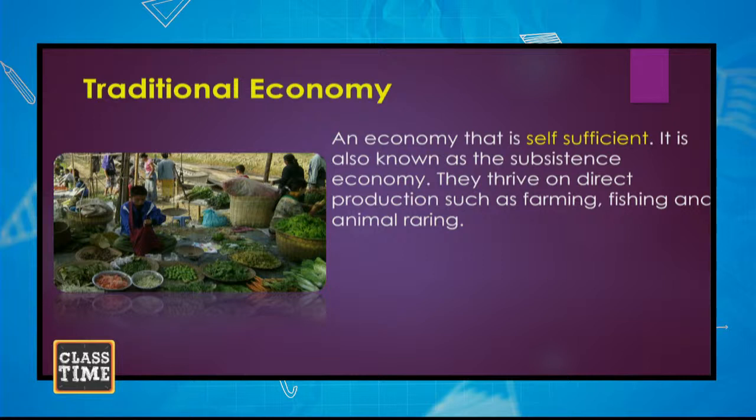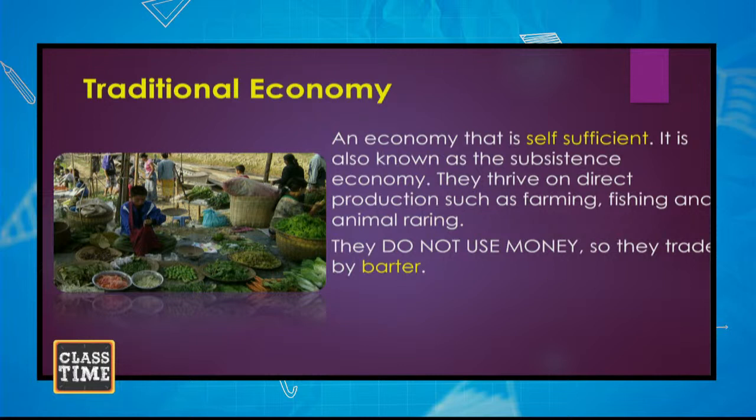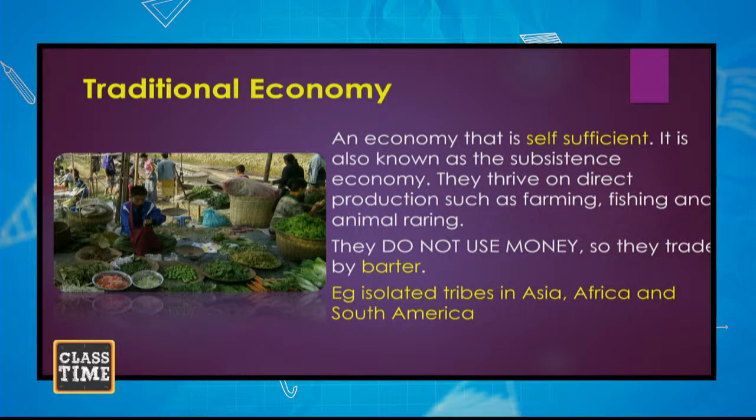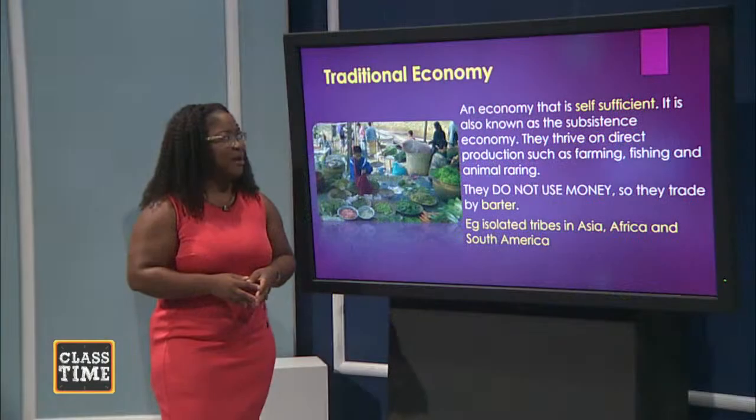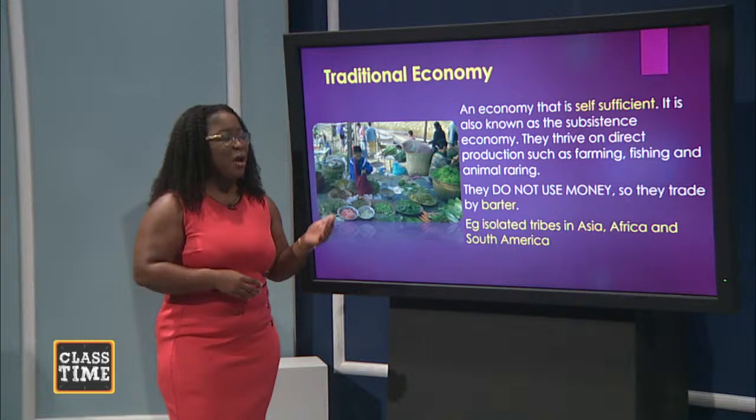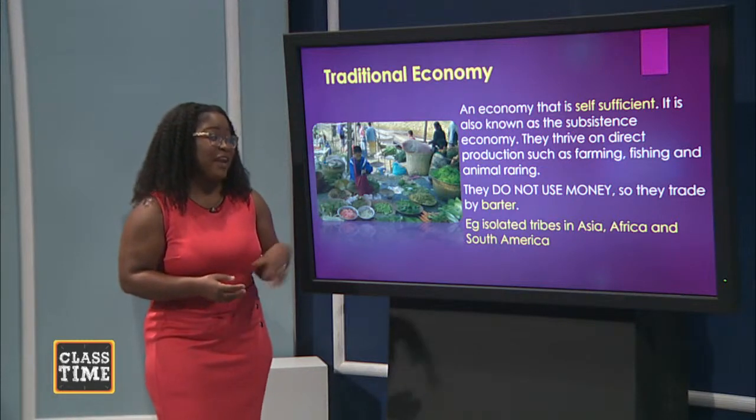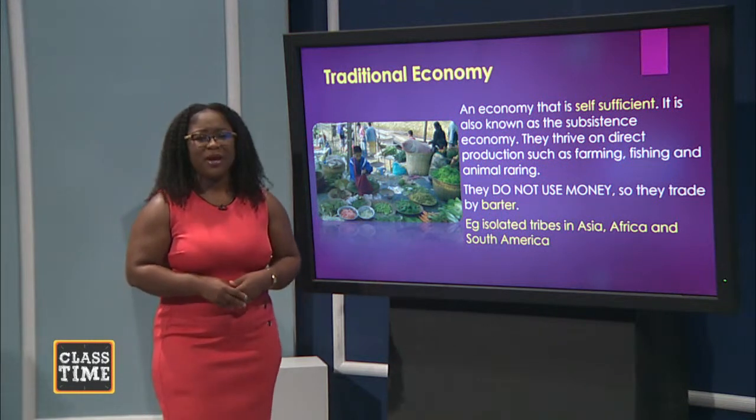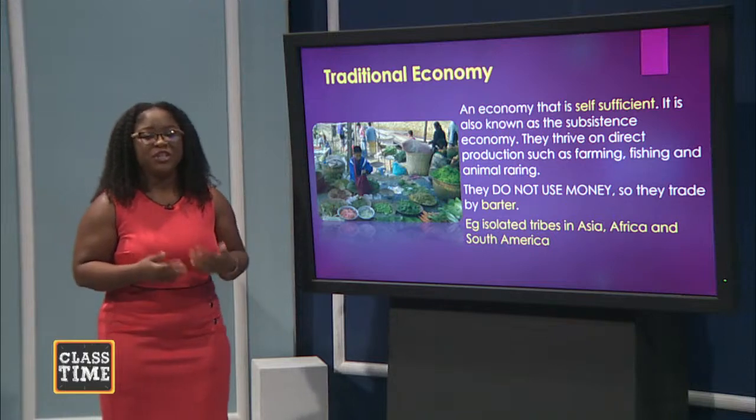So within that system, it really thrives on direct production like farming, fishing, animal rearing, hunting, and those self-sustaining activities that are necessary to provide for the family. And just in case there is surplus, they may do trading like barter. So that economic system, they do not use money. And their trade is done by barter. Now, in the 21st century, in today's world, we may rarely find some economic systems that are considered traditional, but there are still some isolated tribes that are located like in Asia or Africa or in South America that are considered to be a traditional economy.